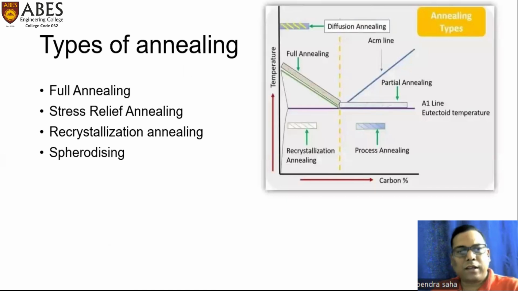These are the types of annealing process. There are normally 4 types of annealing process available. Number one is full annealing, number two is stress relief annealing, number three is recrystallization annealing or process annealing, and the last one is spheroidizing. I will discuss them one by one.